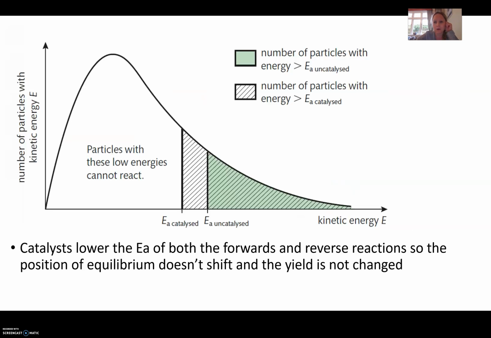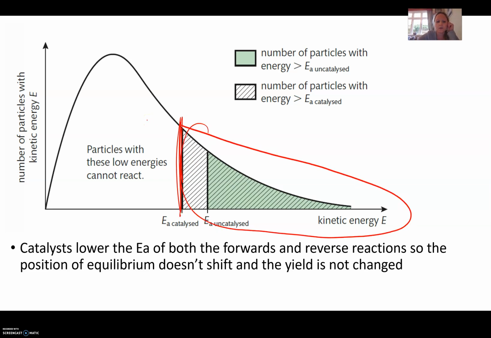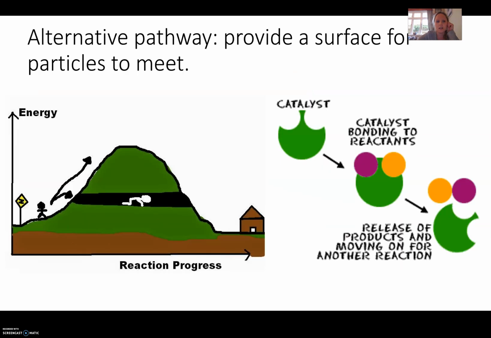Hopefully that makes sense. You'll always get asked, they love doing Boltzmann curve stuff. So if you guys can understand this, perfect. With this one here, the activation energy has been lowered, so now you've got more particles that are going to have a successful collision. Nice and easy. When we talk about this alternative pathway for a catalyst, one example is that a catalyst provides a surface. When we did our transition metal topic, transition metals act as a surface, and it just means reactant particles can come together a lot more easily and react because the catalyst has provided a surface.